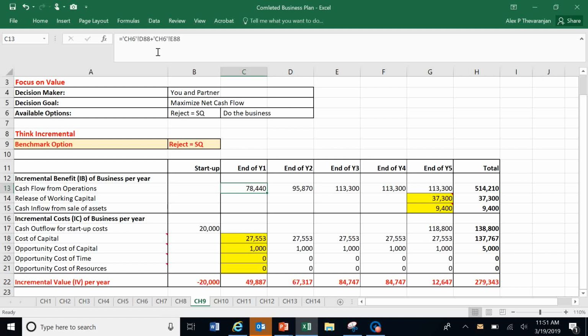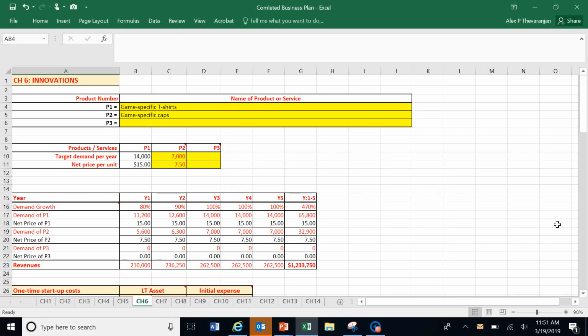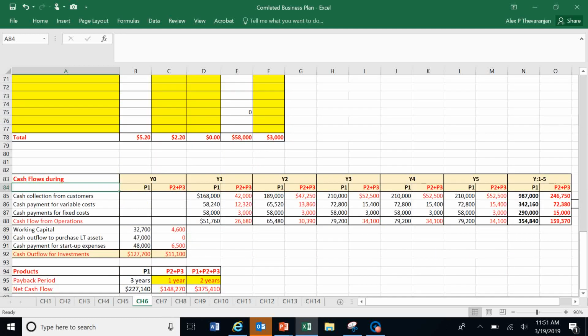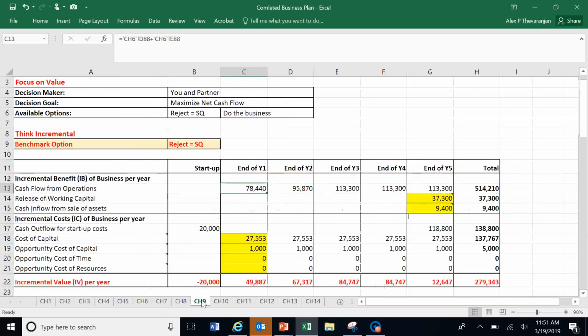It says chapter 6, D88 and E88. When you come to chapter 6, you look at D88, and that is this number: from your first product you get so much, from the second product you get so much. When you add these two, that's what you have here. This is for the second year, adding the primary product and the secondary products, and then you reach the steady state. So that is your incremental cash flows, your benefit.